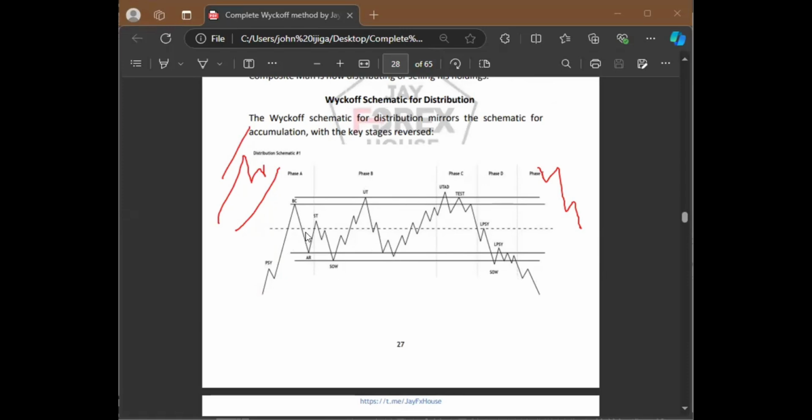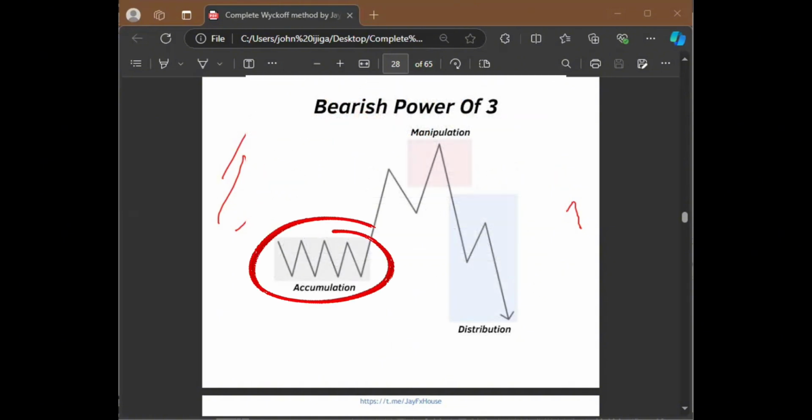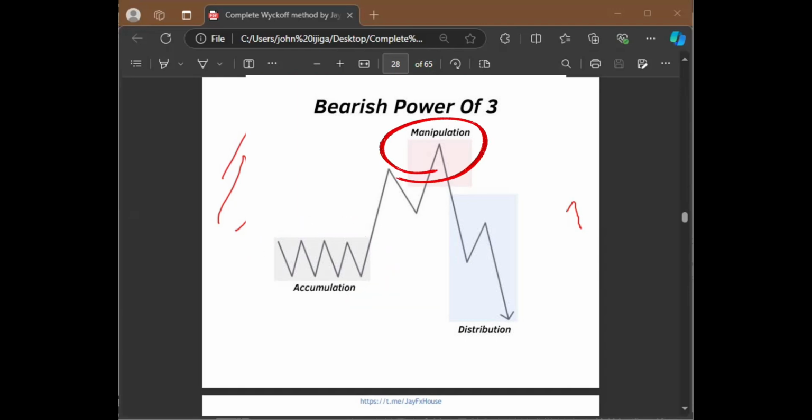Using the ICT method of accumulation, manipulation, and distribution, you will find that accumulation is known as the first phase of the market, where institutions accumulate price. Then we have the manipulation phase, where institutions manipulate the market, and then we have the distribution phase, where institutions start to distribute their entries from their accumulation.